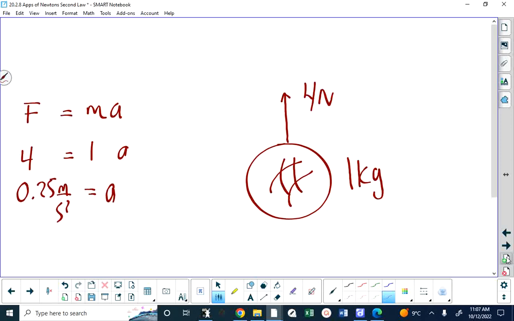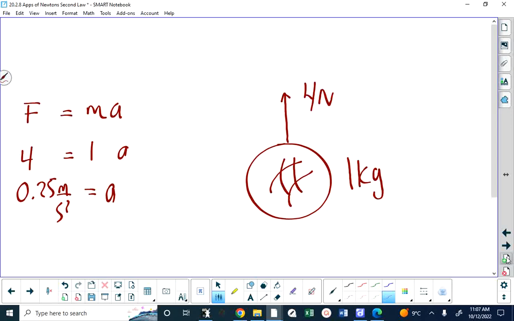Okay, so here goes. I'm going to apply an upward force of 4 newtons. Would you agree I'm applying an upward force of 4 newtons? The acceleration is 0.